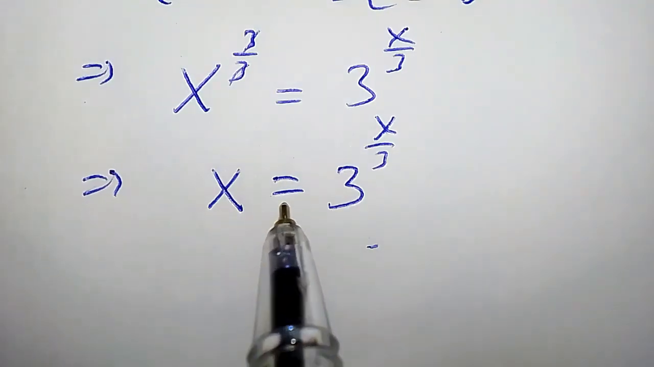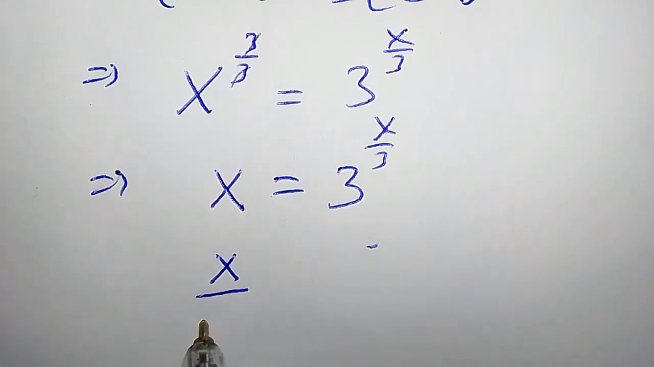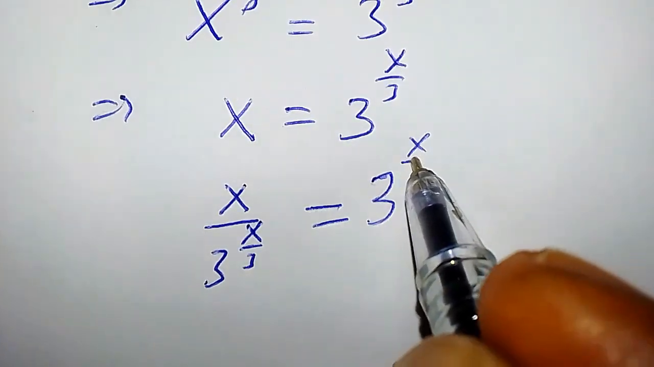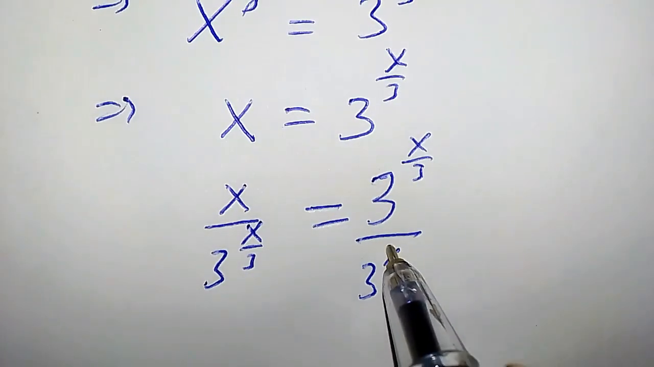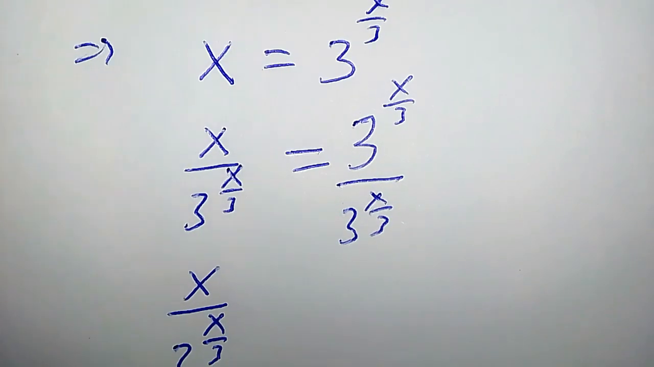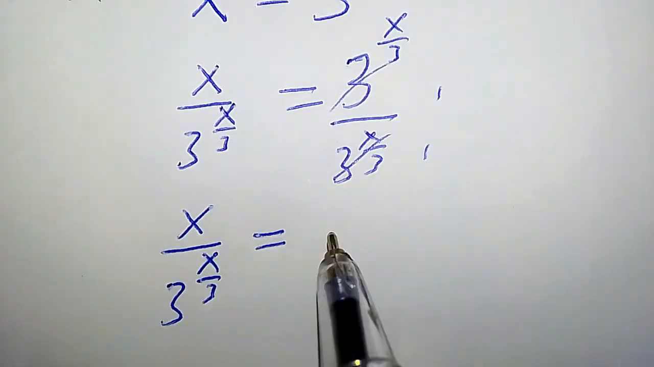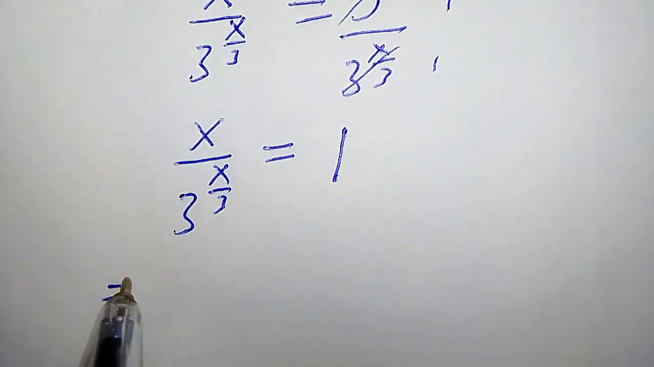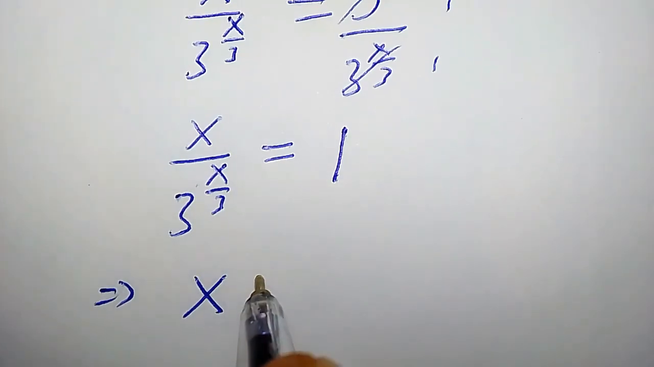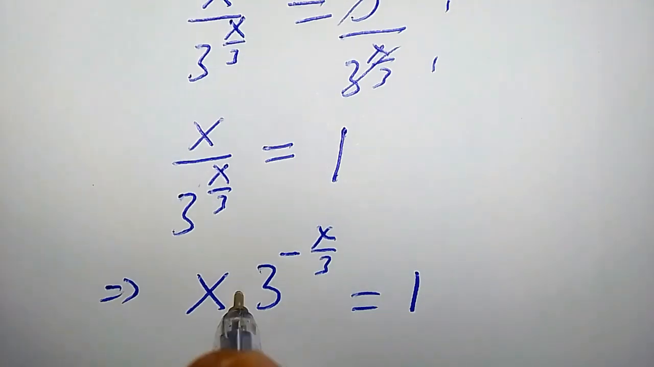Now, let us divide both sides of this equation by 3 to the power of x over 3. So we're going to have x over 3 to the power of x over 3 equal to 3 to the power of x over 3 over 3 to the power of x over 3. So clearly these cancel each other, so we have 1 over 1, that's simply 1. This implies that, suppose we want this to be at the numerator, x times 3 to the power of negative x over 3 equal to 1. There is a multiplication here.